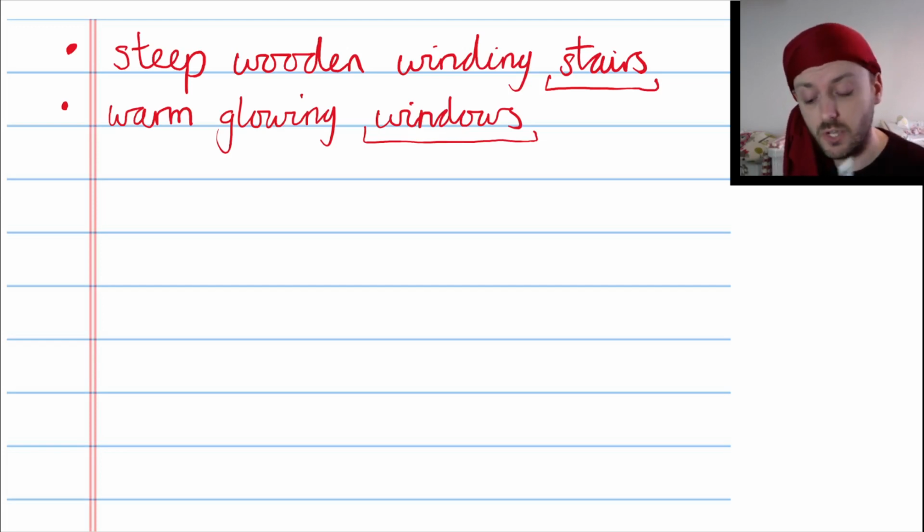And then the third and final part of your work, is my pen still working? Yay. The third and final part of your work is to say what those things are doing. In general, they're not doing very much. But when we talk about inanimate objects that don't do anything, we talk about them as if they do. So a light may be glowing, a leaf may be rustling or swaying. In fact, I've already done it with the stairs. I said they were winding.